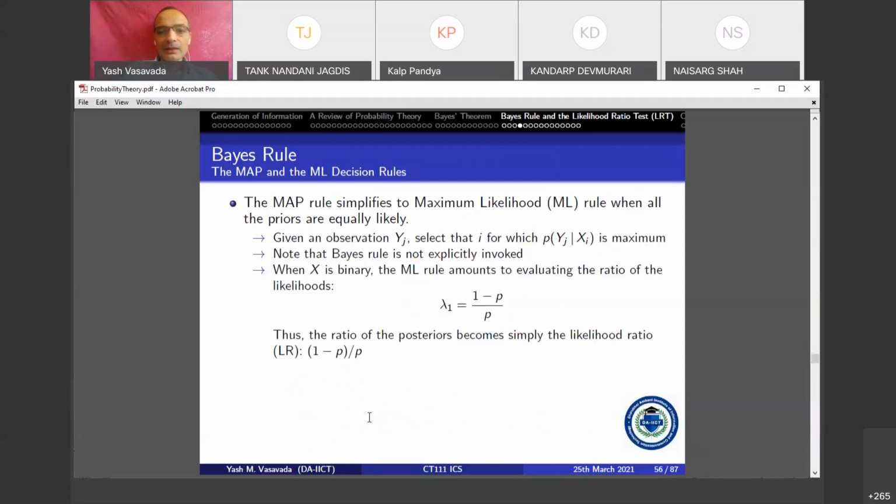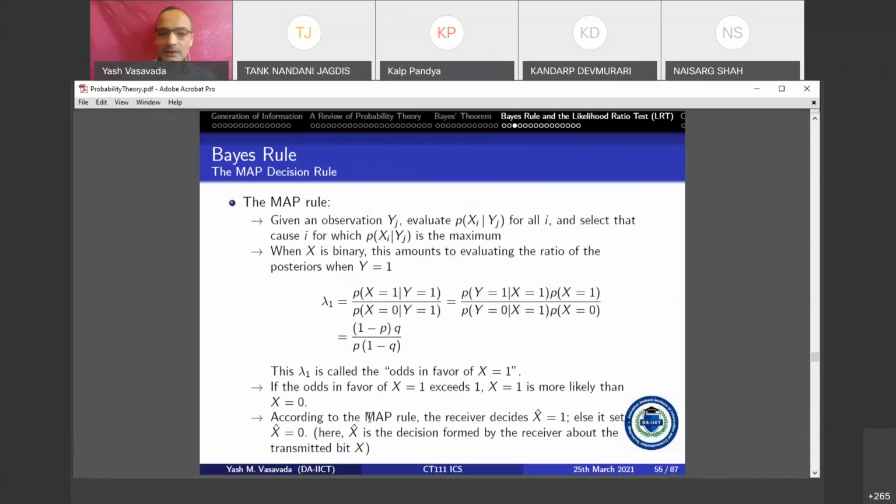Now, one other very useful rule that you will also come across later in your studies is called the maximum likelihood rule. Sometimes maximum likelihood is even more popular than the MAP rule. The only difference between ML and MAP is that ML assumes that q is equal to 0.5. The prior is assumed to be 0.5.